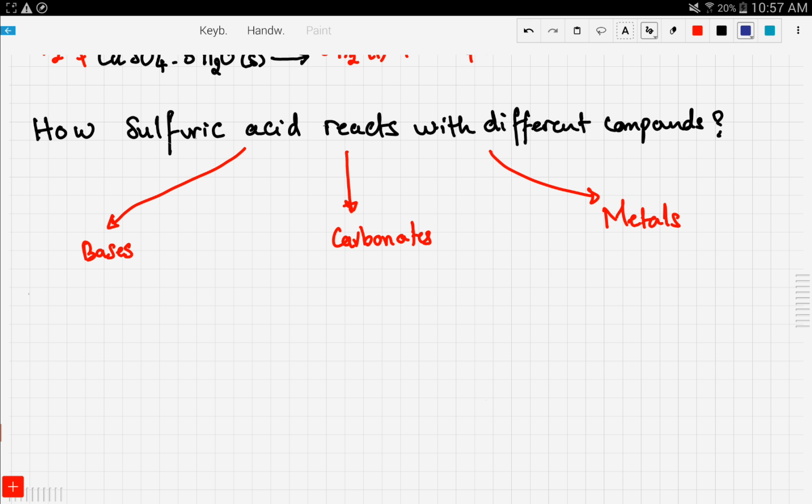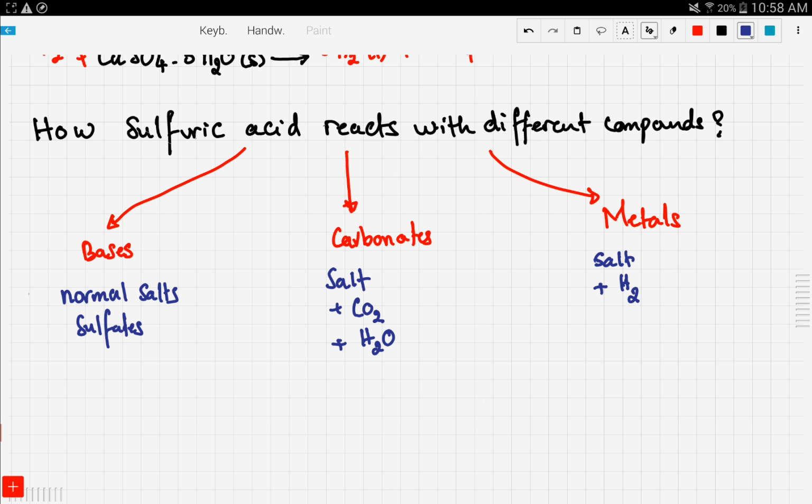Well, when sulfuric acid, excuse me for that, guys. When sulfuric acid reacts with bases, it gives normal salts called sulfates. And when sulfuric acid reacts with carbonates, it gives salt plus carbon dioxide plus water. And when sulfuric acid reacts with metals, it gives salt plus hydrogen gas. Okay, now let's take some examples to clarify this more.